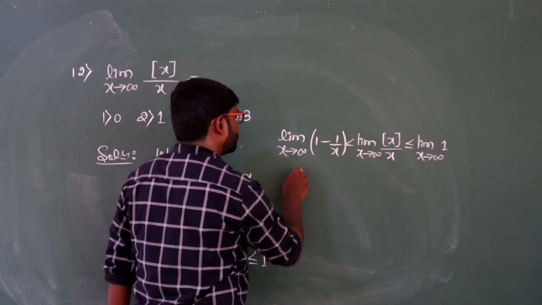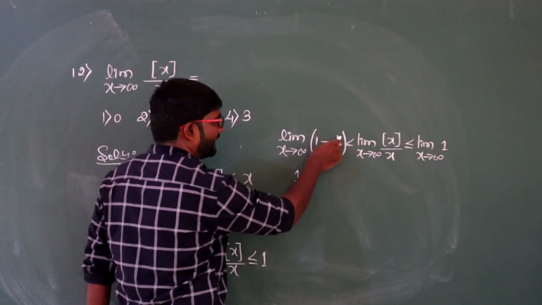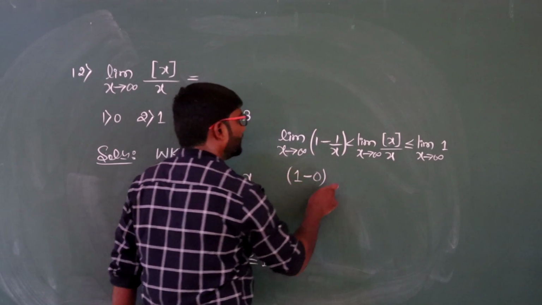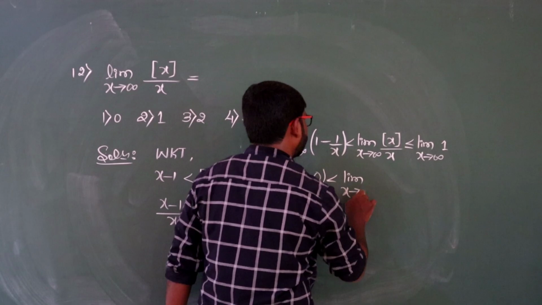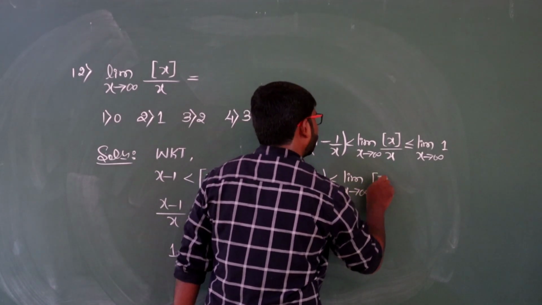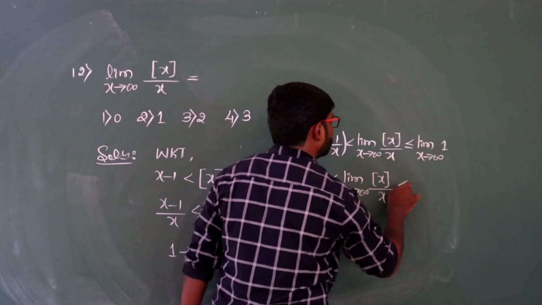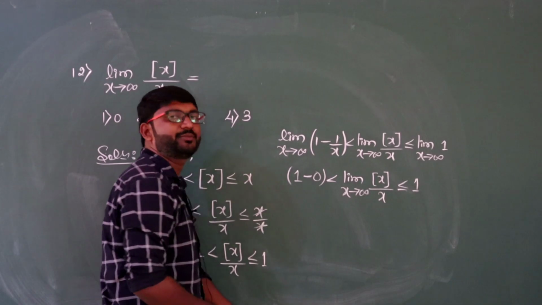So now apply the limit here. So 1 remains as it is, then minus, x tends to infinity now, 1 by infinity it will be 0. So 1 minus 0 less than limit x tends to infinity greatest integer x by x. So here limit of a constant, it is a constant, that is 1. So here 1 minus 0, this will also be 1.